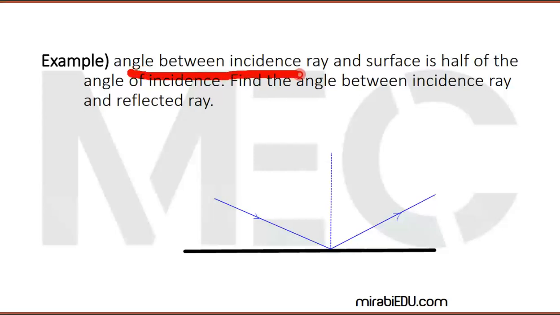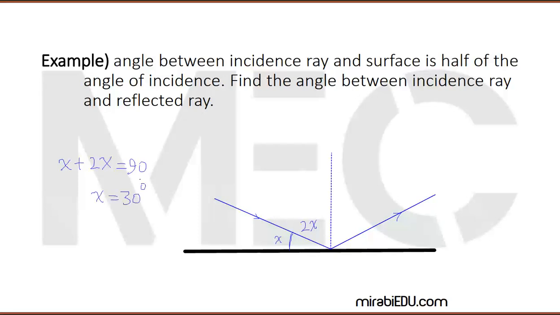So what does the question say? The angle between the incidence ray and the surface, this one, is half of the angle of incidence. So this is half of this. If it is x, this is 2x. The angle between the incidence ray and surface, x, is half of the angle of incidence, 2x. Find the angle. So x plus 2x is 90. Therefore x will be 30 degrees.